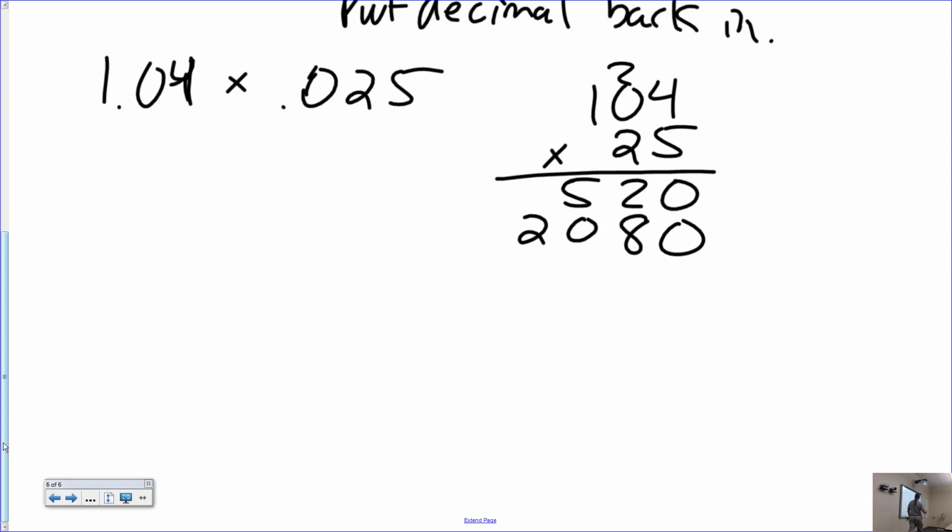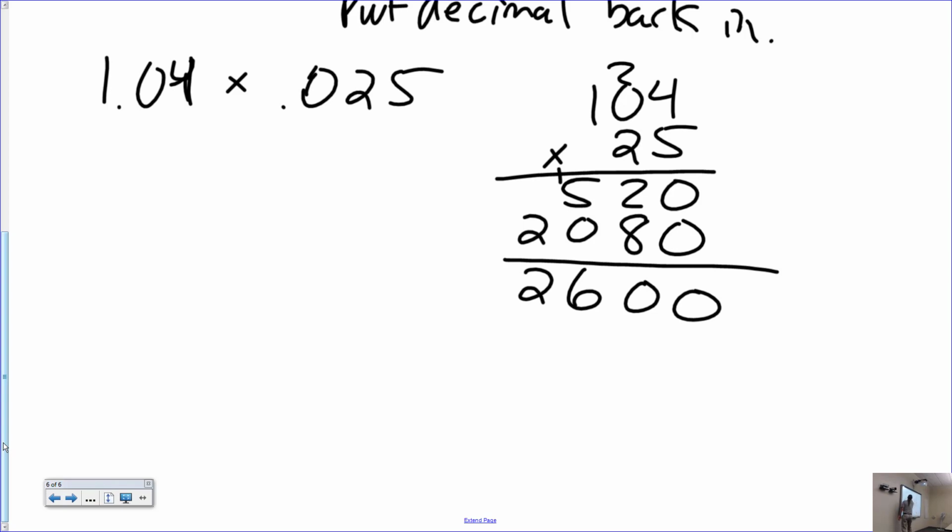Add. 0, 0, carry the 1. 6, 2, 6. Don't throw these zeros away. They are part of the number, okay? You can throw them away after you're done if you need to, but you don't have to, right?